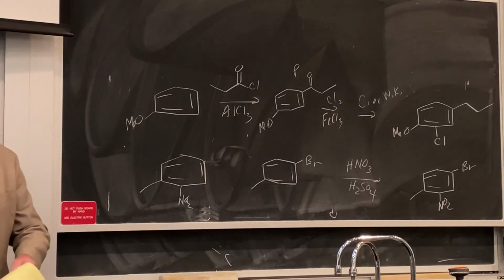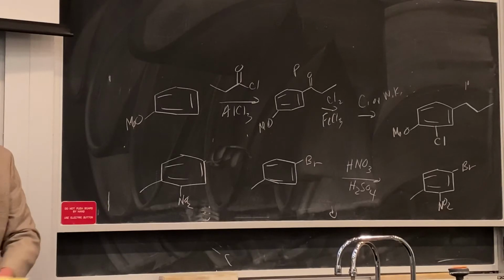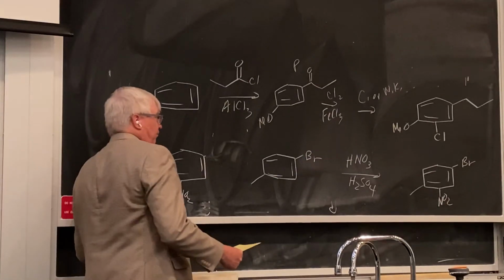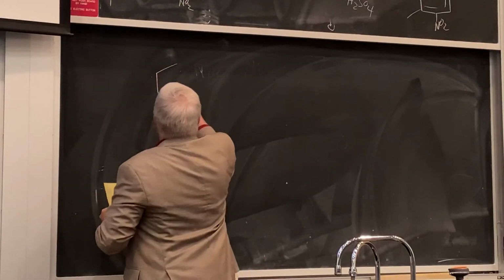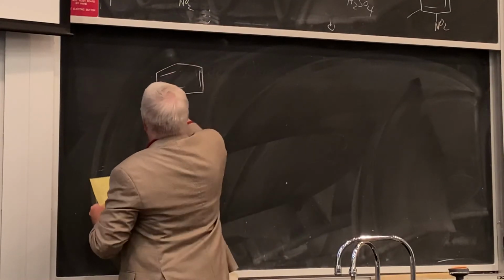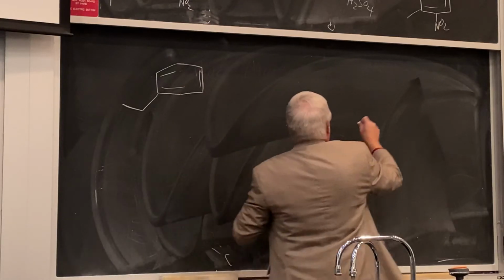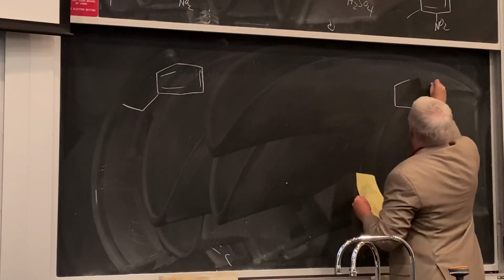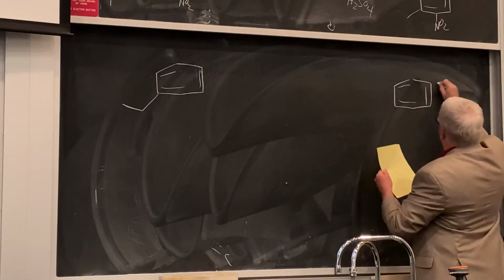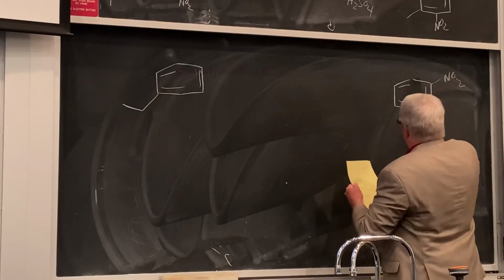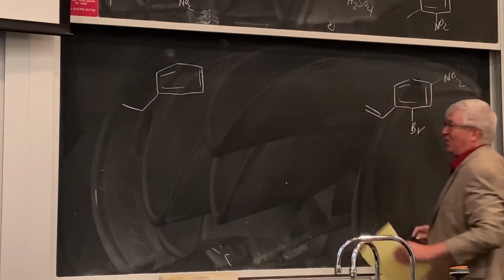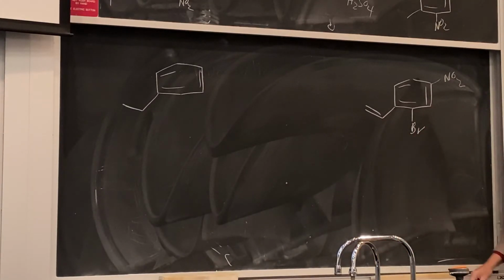Okay, let's try a couple more here. How about this one? Oh, let's give you a head start, starting with ethylbenzene. Can you get to this product where we've got nitro and bromo and a vinyl group there? So it is a styrene molecule. If you want to pause there for a minute, and we are back.